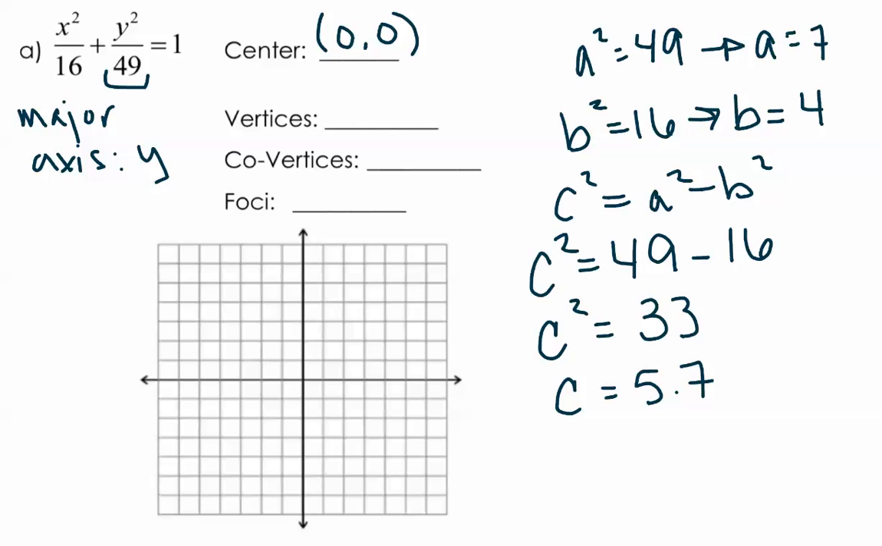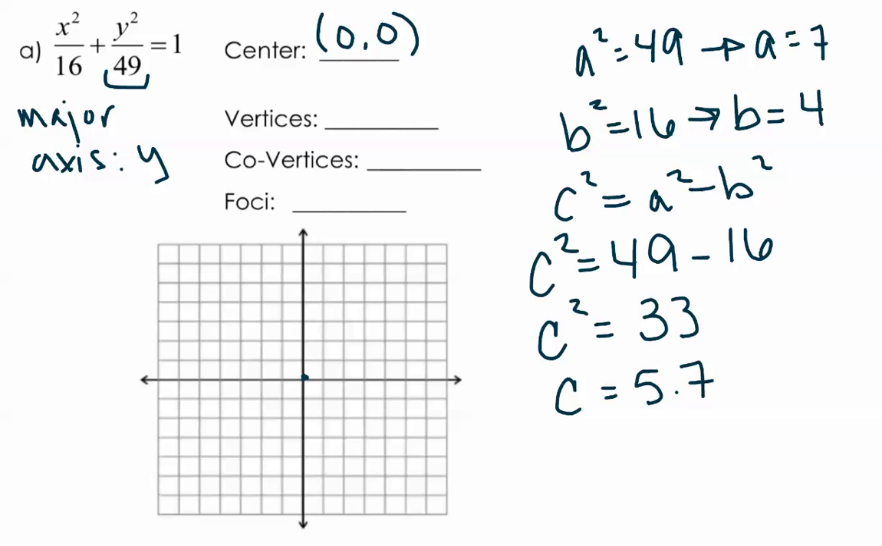So we can go ahead and just round to the nearest tenth here, because when we're graphing, it's going to be really difficult to differentiate between anything more than that anyway. So let's go ahead and graph. The center is at 0, 0, so we'll start with the center at the origin.